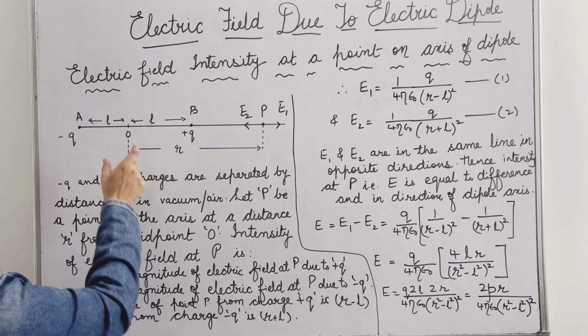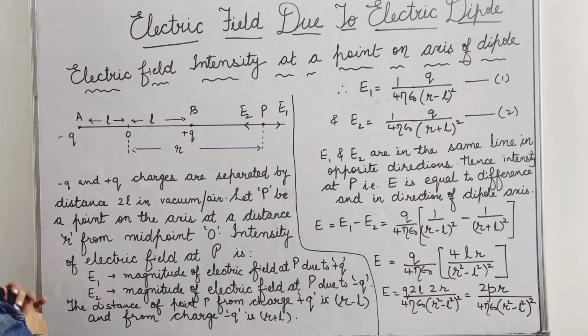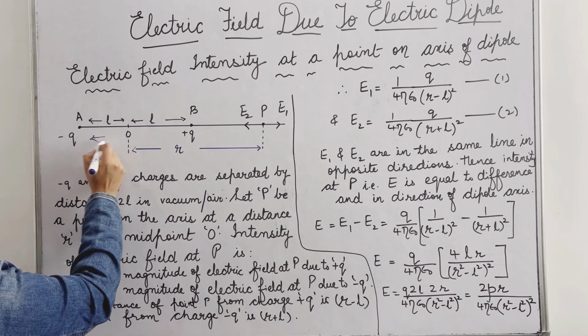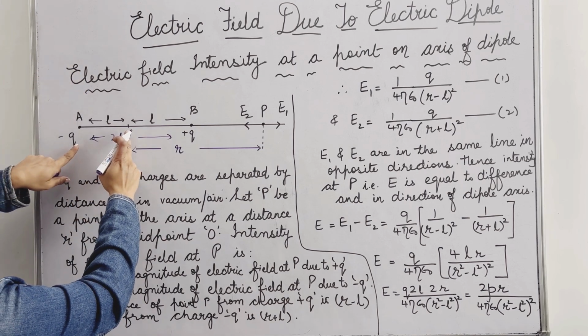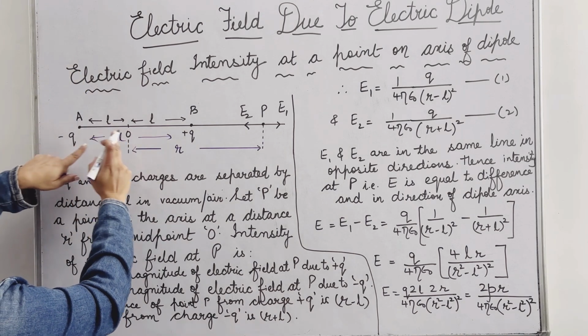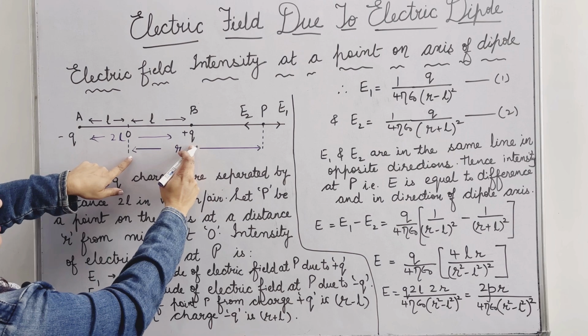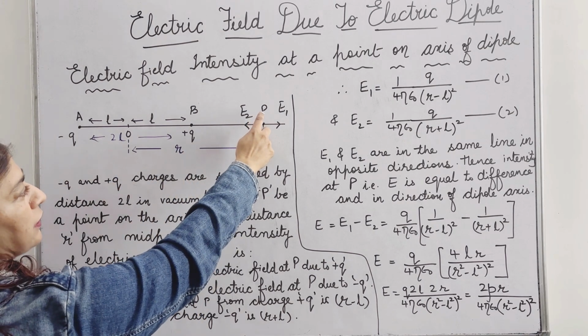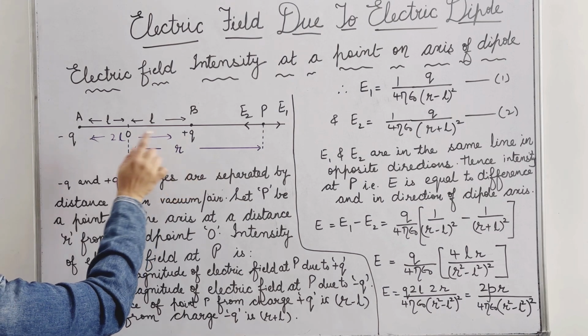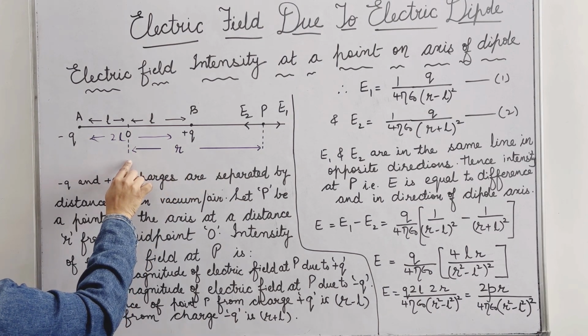Here, the distance between the two charges is 2L, and from the midpoint the minus q charge is at distance L, and similarly the plus q charge is at distance L. The next thing is that this point P is at a distance r from the center of the dipole.